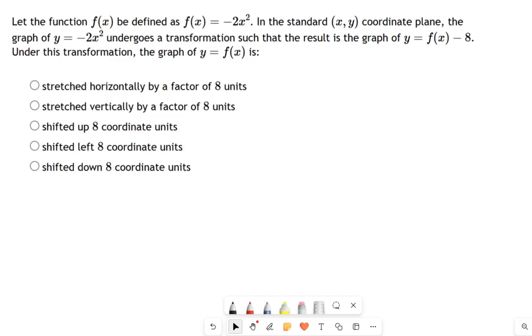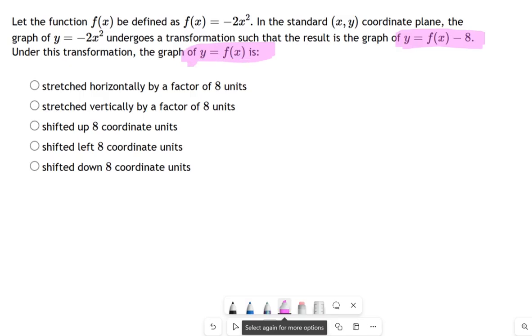One nice thing about this problem is you can ignore a lot of what's written here. The only important part is this right here, where it says the result of the graph y equals f of x minus 8 compared to y equals f of x. Okay, so what's different between the two of those?